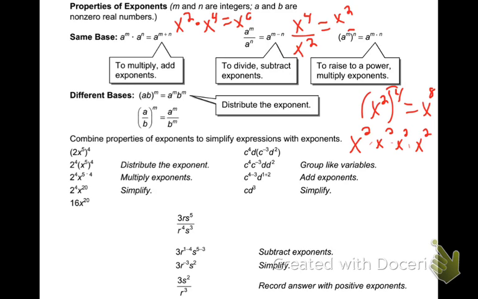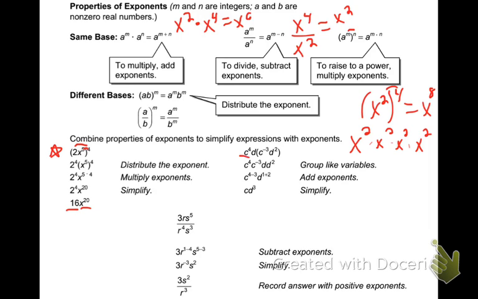And then here's some problems down here. For example, if I have 2x to the 5th, all to the 4th power, I would want to distribute the 4. So that gets me 2 to the 4th, and then x to the 5 to the 4th. So I get x to the 20th, or 16x to the 20th. Okay, I'm distributing the exponent to everything on the inside.